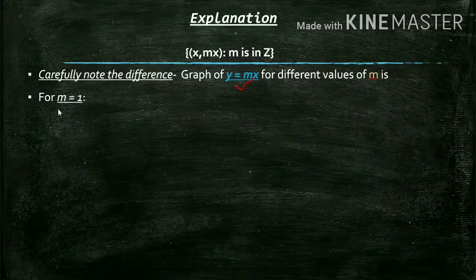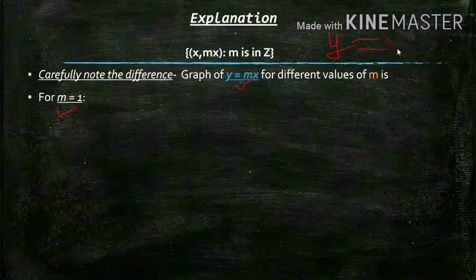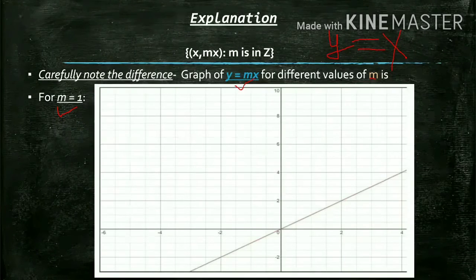Suppose m equals 1. Then what will be the graph? Then we would have y equals x, right? And it would look like this, a straight line. When I put x as 2, y would be 2. x as 4, y would be 4. x as -2, y as -2. That means a straight line like this.